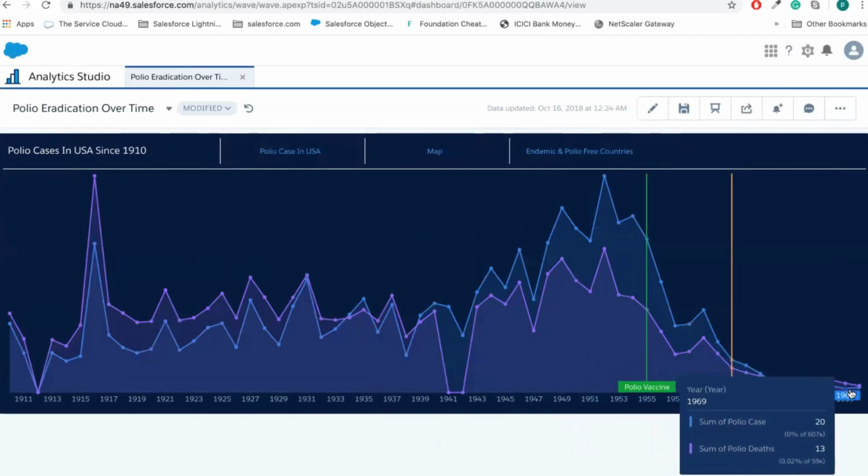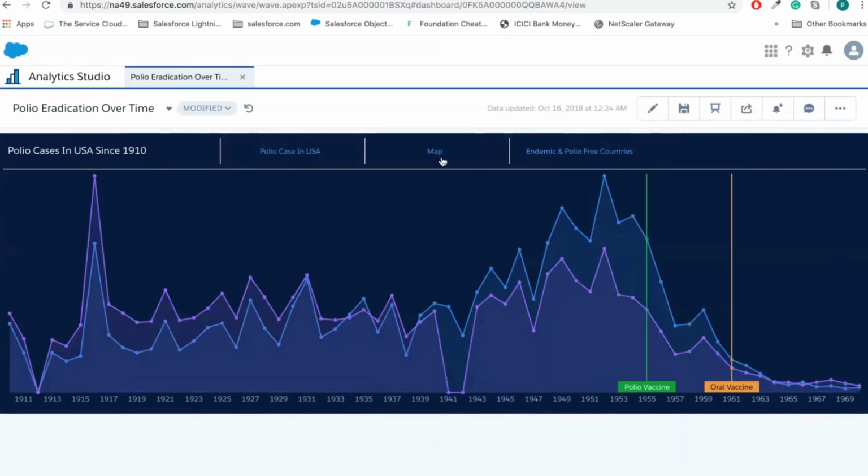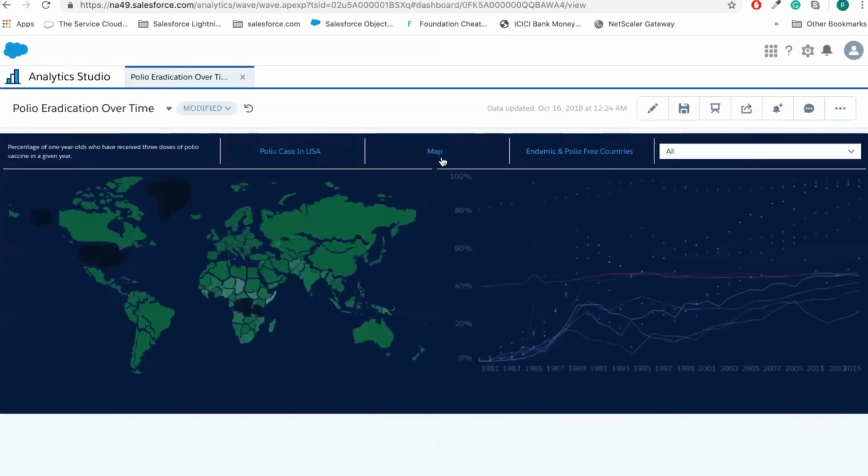And you can see that towards 1969, the total polio cases were around 33 and the total number of deaths were around 7. So that is how polio spread in the United States, and this is the empirical view of that data.